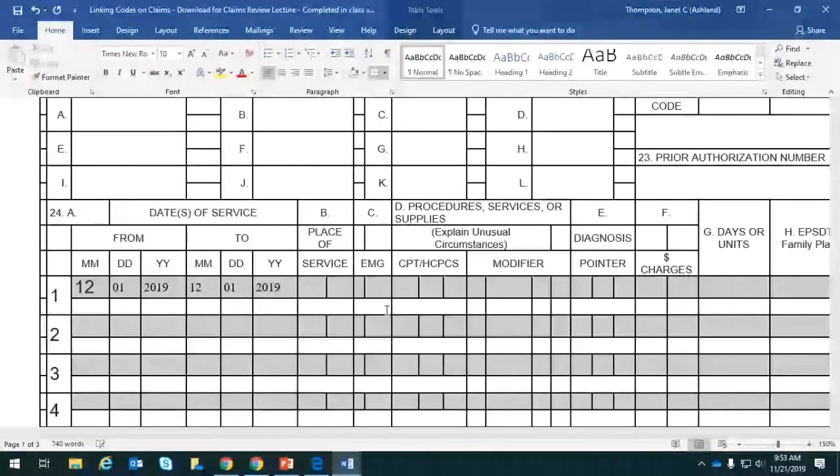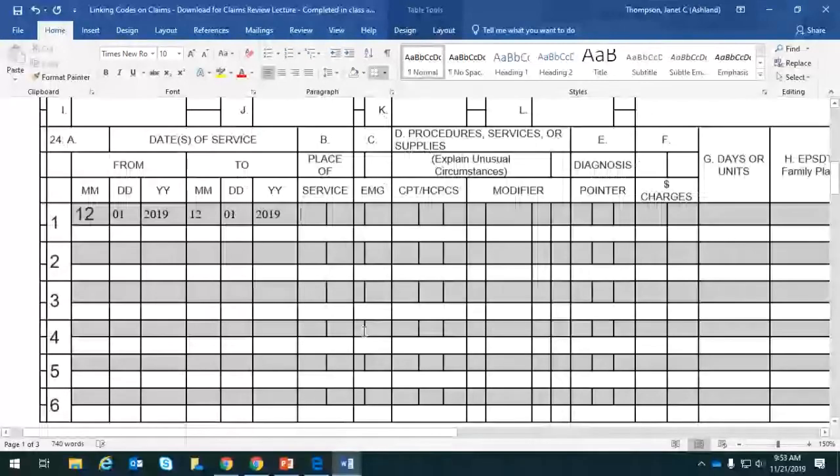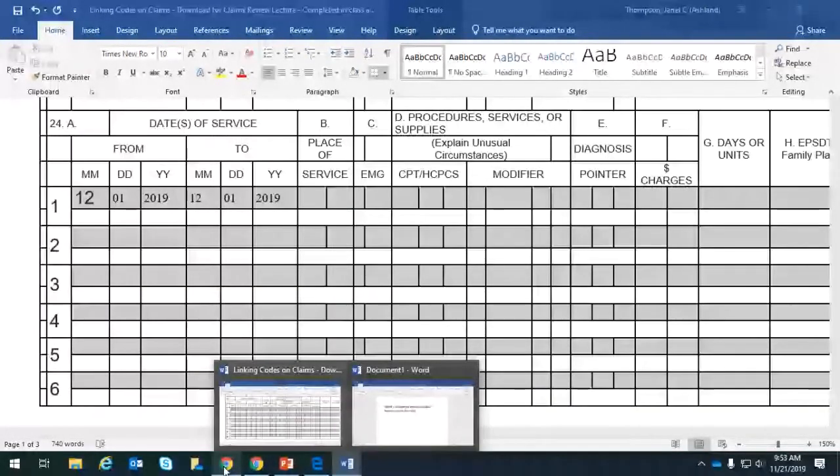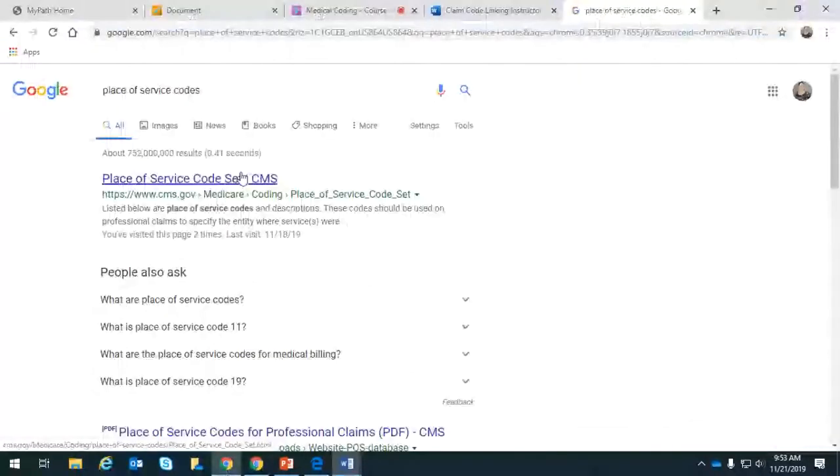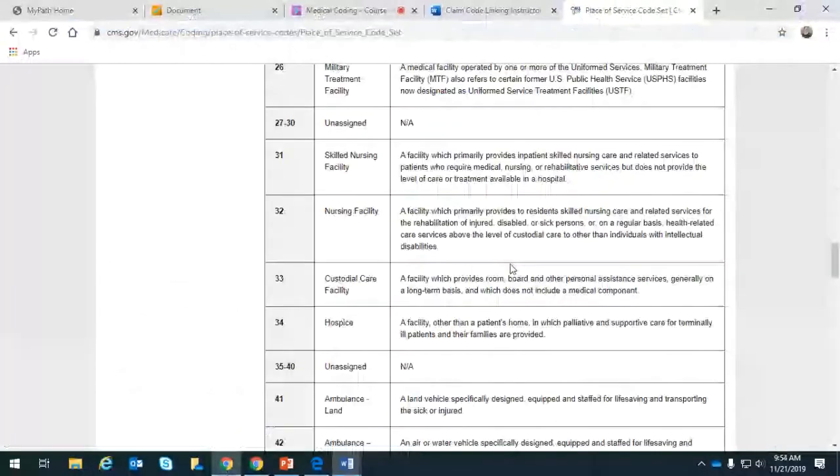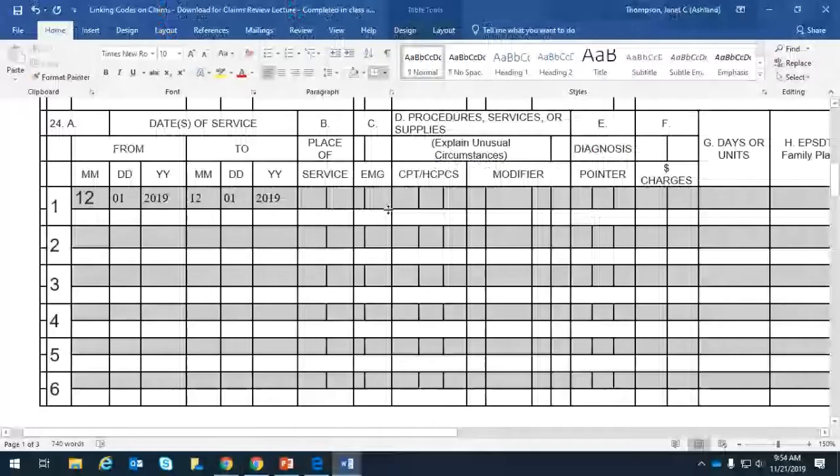The place of service code is, what was it for emergency? I'll pull up my link here. Is it 23? Emergency room hospital. Yes, ma'am. So I'm going to type in 23 there.